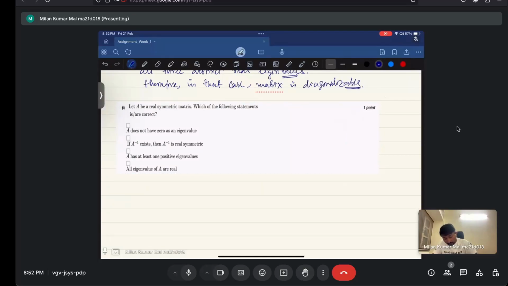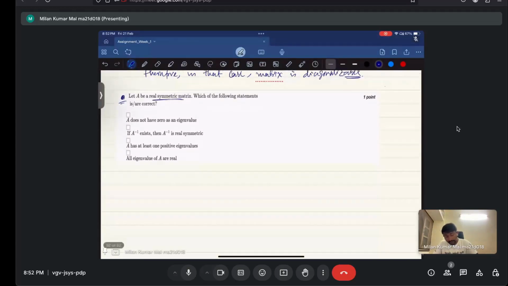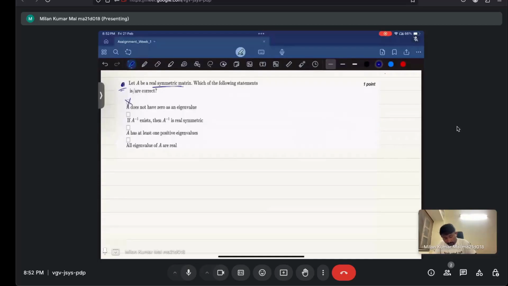So this is the problem. Let A be a real symmetric matrix. Which of the following statements is or are correct? For a real symmetric matrix, A does not have a zero eigenvalue, that is false. Option A is not true.